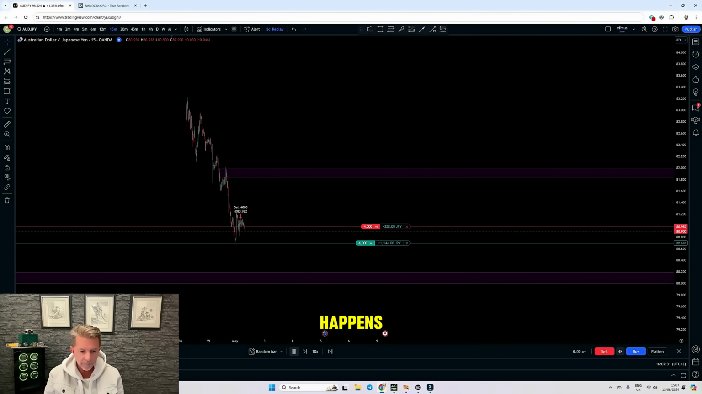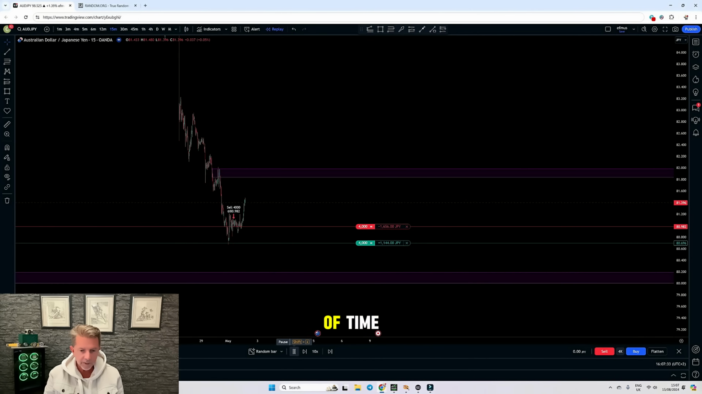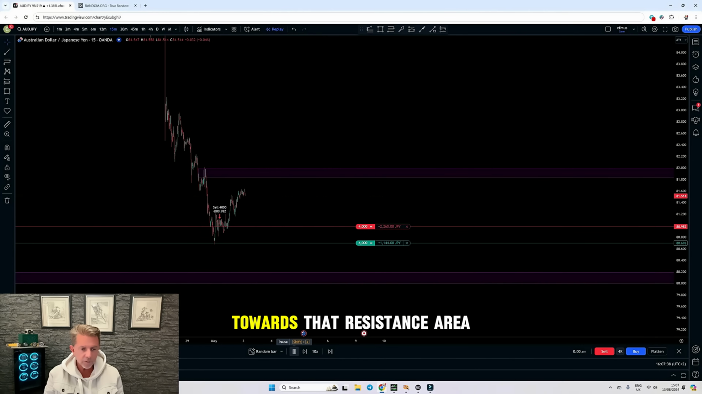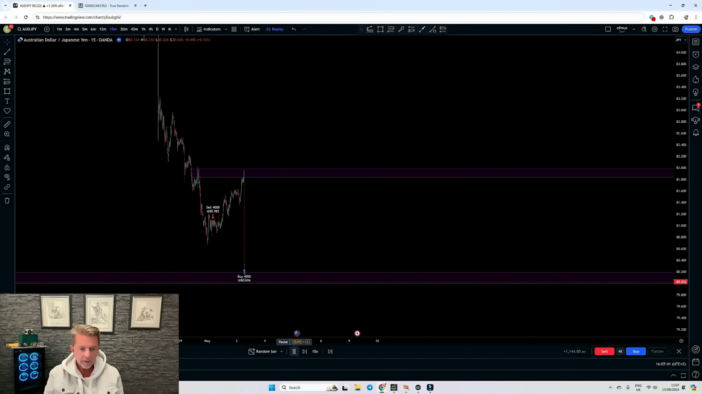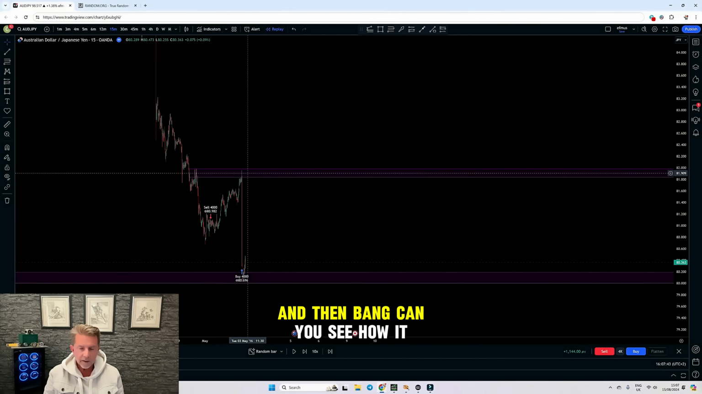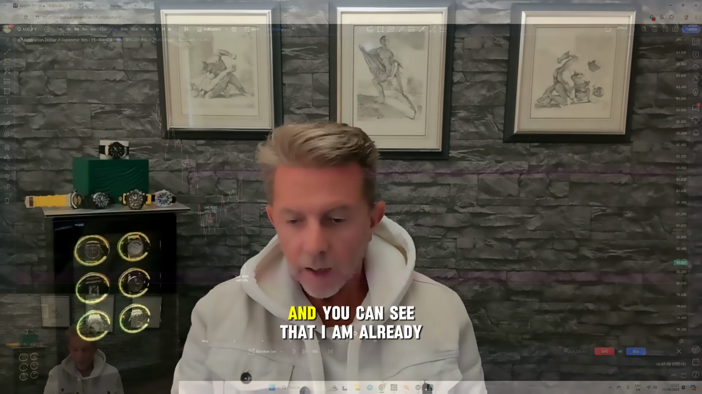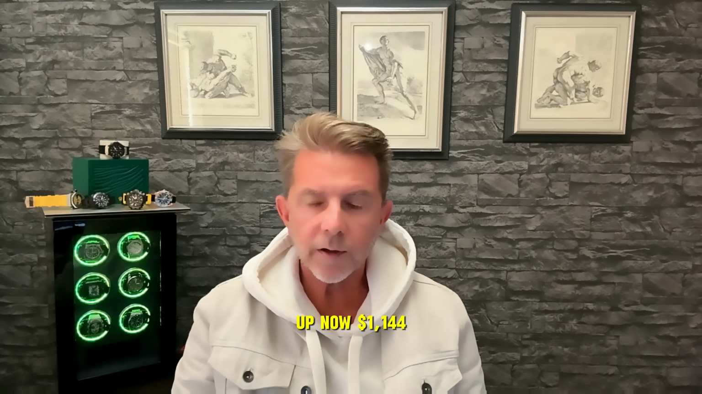Let's see what happens. Let's just give the market a little bit of time. Gone into a bit of drawdown, coming up towards that resistance area, and then bang. Can you see how it hit that area of resistance and just dropped like a stone? And you can see that I am already up now $1,144.